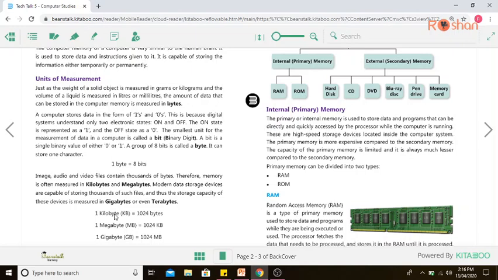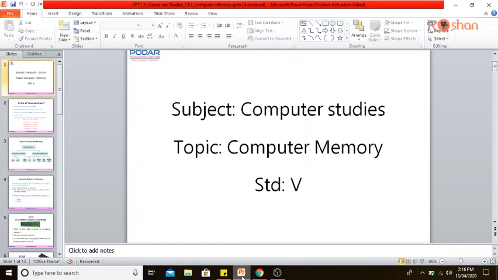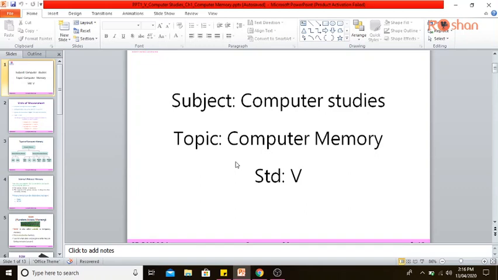Suppose I have some data and I want that data stored in my computer memory. First of all, I need to know the size of that data and how much space is left in my computer memory. Then I can understand whether this data will be saved in the computer or not. So we need to measure the data and the space also. How can we measure? We can measure on the basis of units. So what are those units? I will show you one PPT.